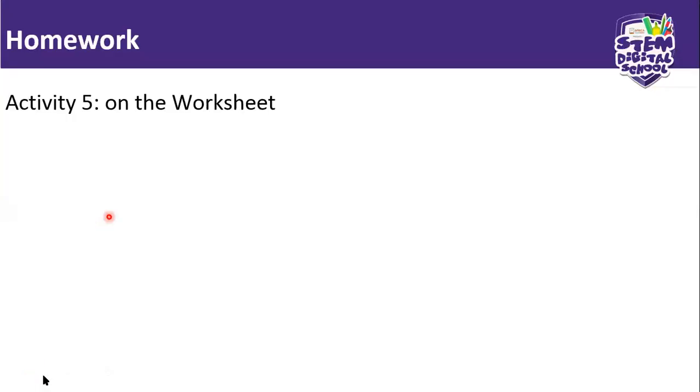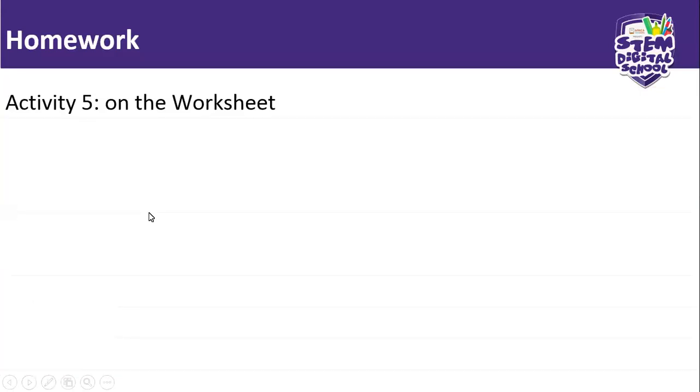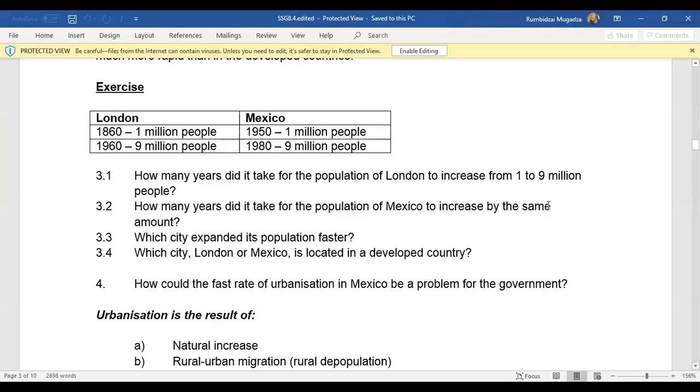All right, there's something that I want for us to do in class now. I just need your participation. We're not done yet. There's a certain exercise we have to do for settlements. Let's start by this one, for question 3.1 to question 4. You can see that table for London and Mexico is showing the number of people.